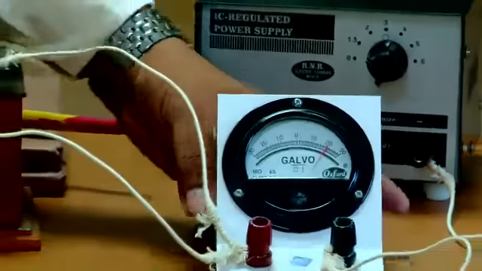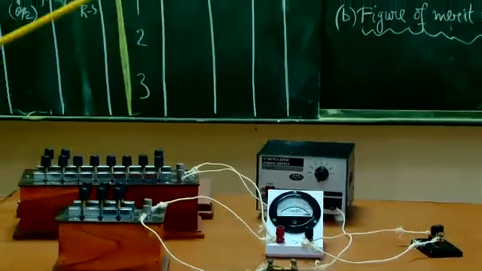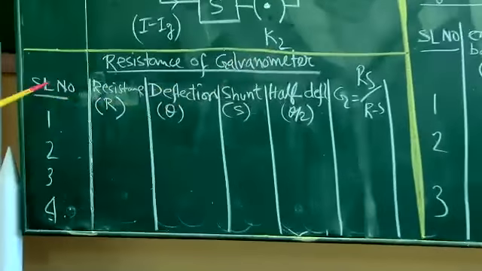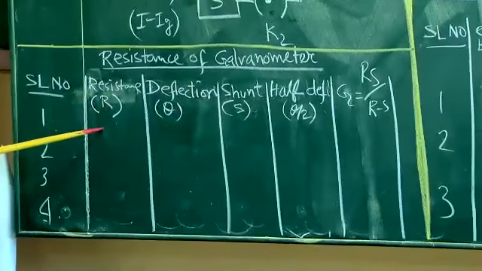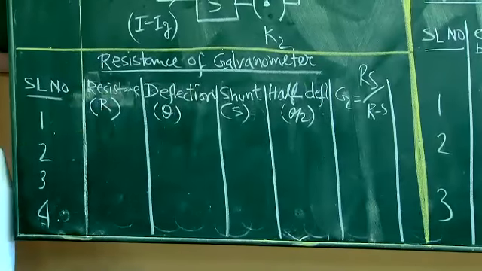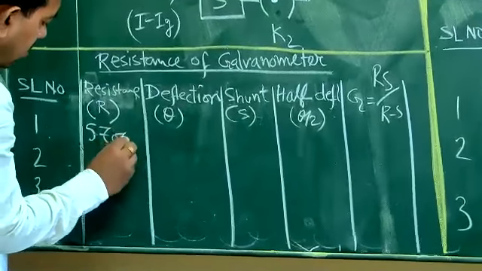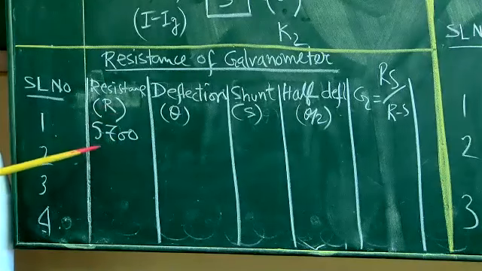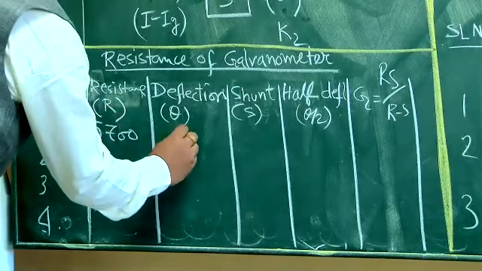Now you see the observation table. We are doing the first observation. See the observation table for the first part. Resistance of galvanometer. Serial number 1. Resistance R has been chosen over here. How much value will you write over here? 5700. It will be in ohm. The table is already made with you. 5700 ohm that we have chosen. And the deflection here, what we have seen, 19.